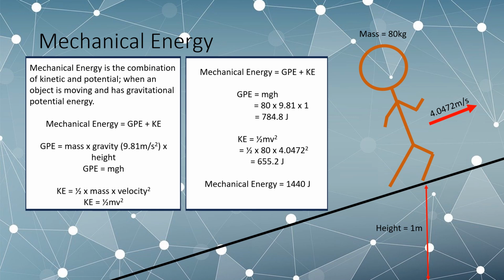So we know our mechanical energy is equal to our gravitational potential plus our kinetic energy. So plugging our numbers into our two equations, remembering gravitational potential energy is mgh, so 80 times 9.81 times 1, mass times gravity times our height, equals 784.8 joules. Our kinetic energy, on the other hand, equals half times 80, which is our mass, times 4.0472 squared, being our velocity in this case, which is 655.2 joules. Finally, remember we need to add them together for our mechanical energy. So our mechanical energy is going to equal 1,440 joules.